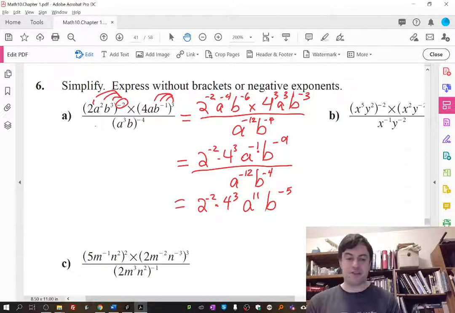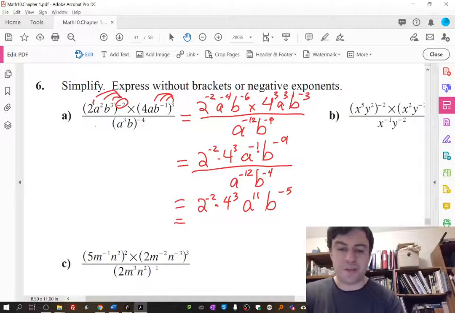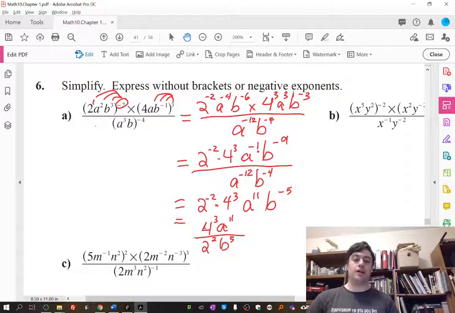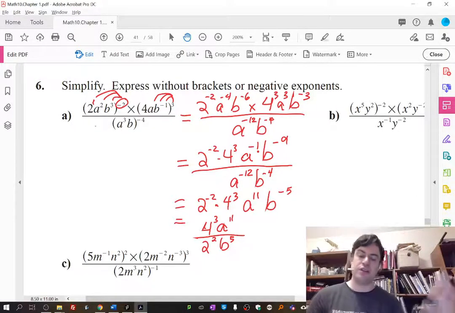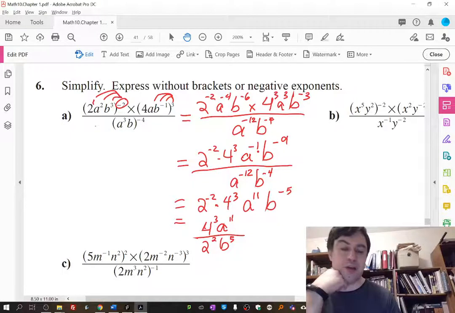Okay, so now I need to sort of move my numbers around. So I am going to bring my negative exponents down to the bottom of the denominator. And I guess in this case, if they were on the bottom, I'd bring them to the top. So this is going to become 4 to the 3, a to the 11 over 2 squared b to the 5. So that's the negative exponent law in action. I'm moving the negative exponents down below to make them positive.